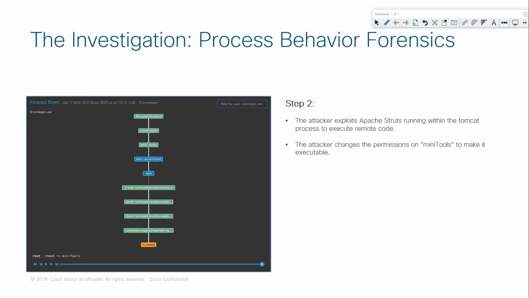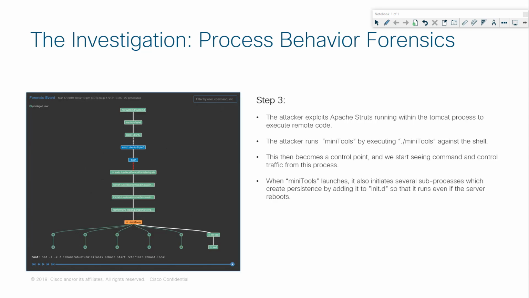Now, the next thing that the attacker does is chmod on this minitools package that they downloaded, and they essentially make it an executable. All right, so now they exploit Apache Struts. They've downloaded this package called minitools, which was a zero-day attack. Nobody knew what it was. The attacker runs minitools by executing it against the shell, and then this minitools process becomes its own newly spawned process. Which is really interesting, because when minitools began to launch, it spawned all of these new child processes, and you could see this here.